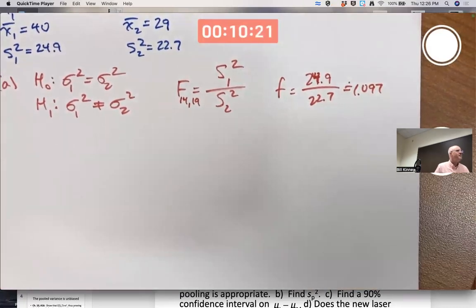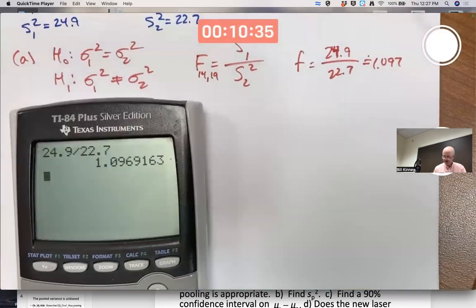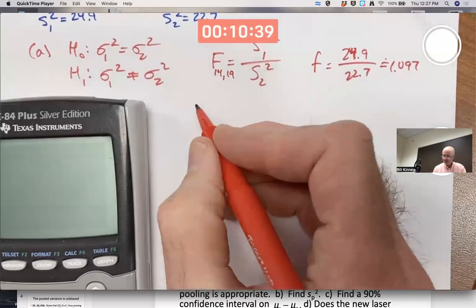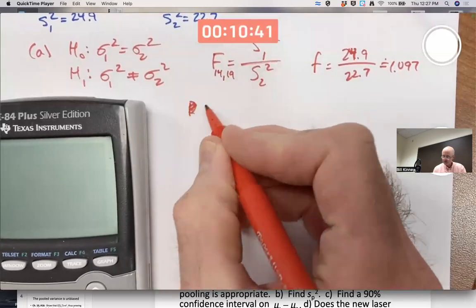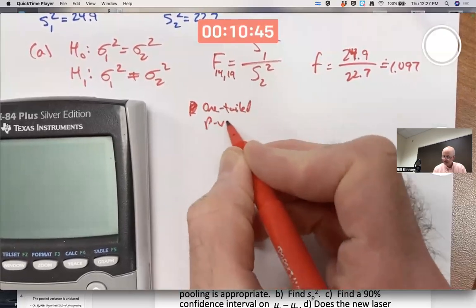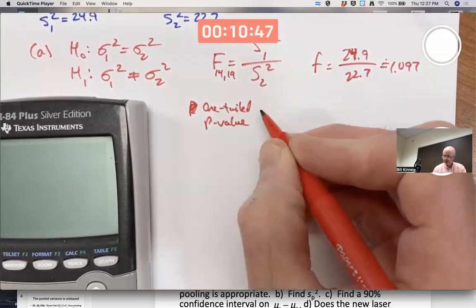Not real extreme. Probably the p-value is not real small. It's going to be a fairly large p-value. We double it, it's going to get even larger. We're probably not going to reject the null. But if we want to be more certain or more precise about the p-value, we could ask, first of all, what is the one-tailed p-value? We're doing a two-tailed test, so we'll double it.